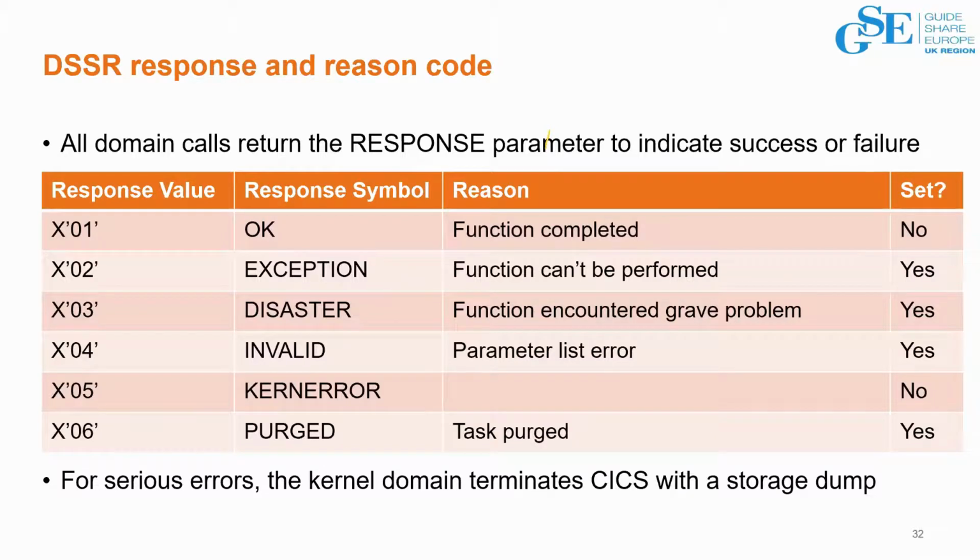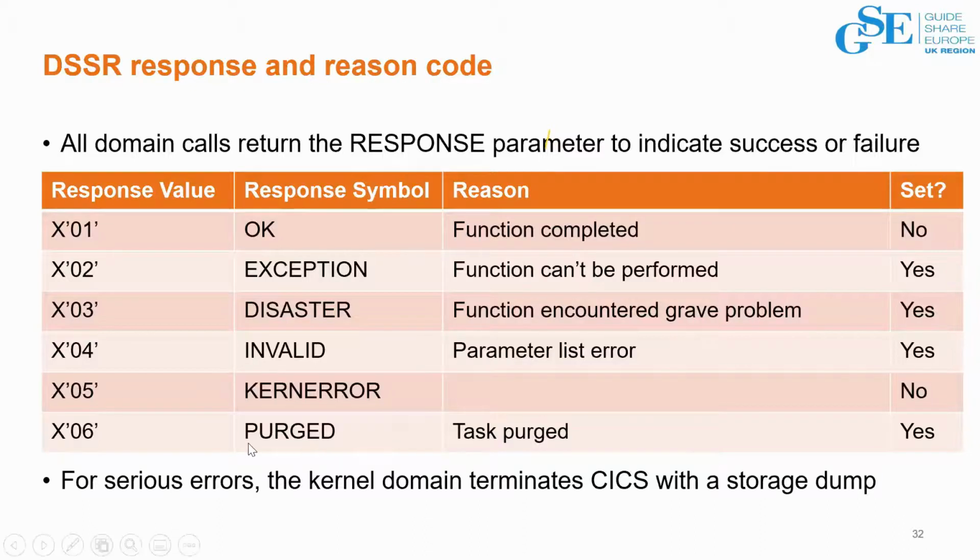But if you're looking for a function that should be there, like storage manager get main, free main, the CICS region would come down so fast it would make your head spin. So again, kernel error, we don't need to set a reason code because we know what it means. The module you're looking for isn't there. Now, if it was supposed to be there, that's a catastrophic failure.